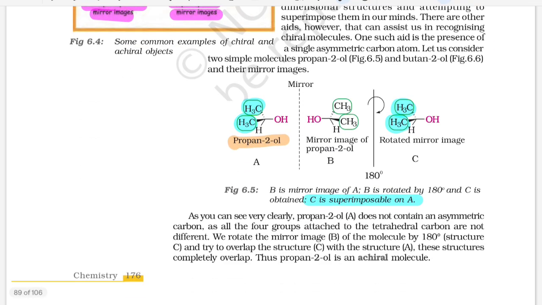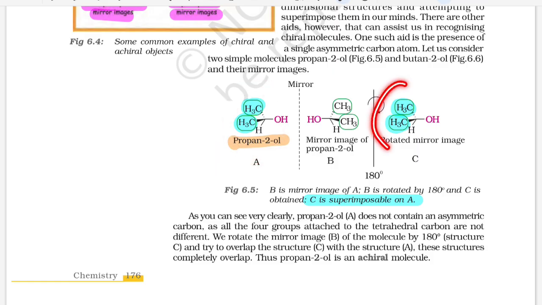Let us see the 2 examples given here. The first example is propan-2-ol. Check whether it is optically active or not. How will you check? As I said just now, see whether the carbon atom is attached to 4 different groups or not. This is the carbon atom. See, these 2 are similar and these are different. All 4 should be different, only then it is optically active. But here these 2 groups are similar. Therefore this is not an asymmetric carbon.